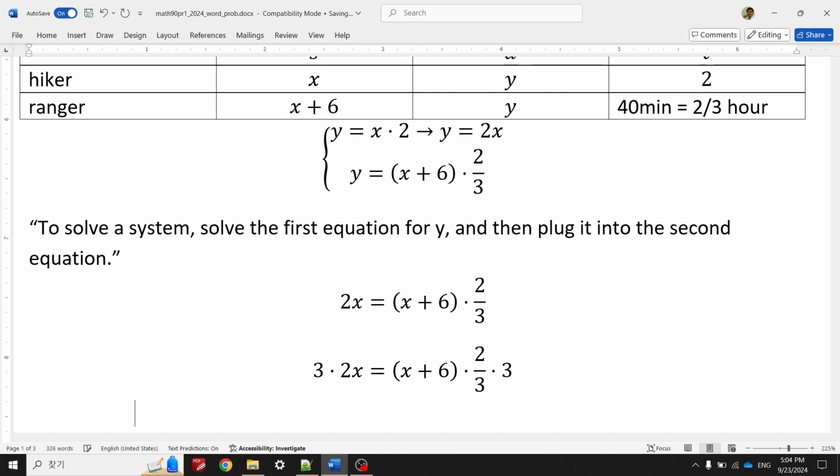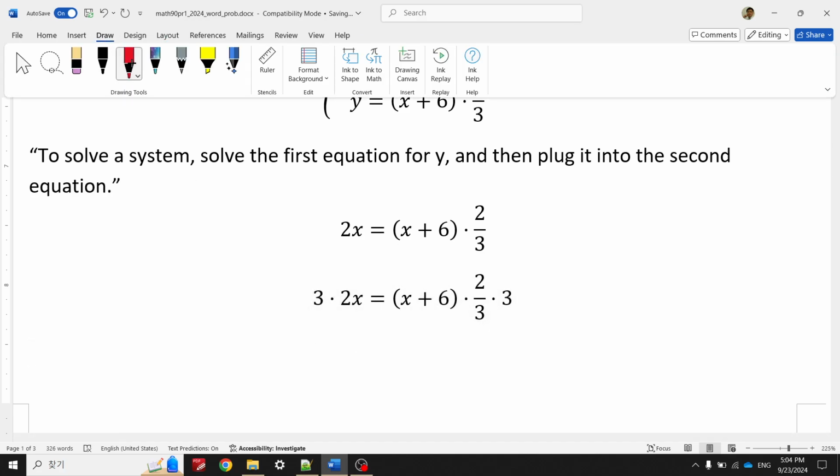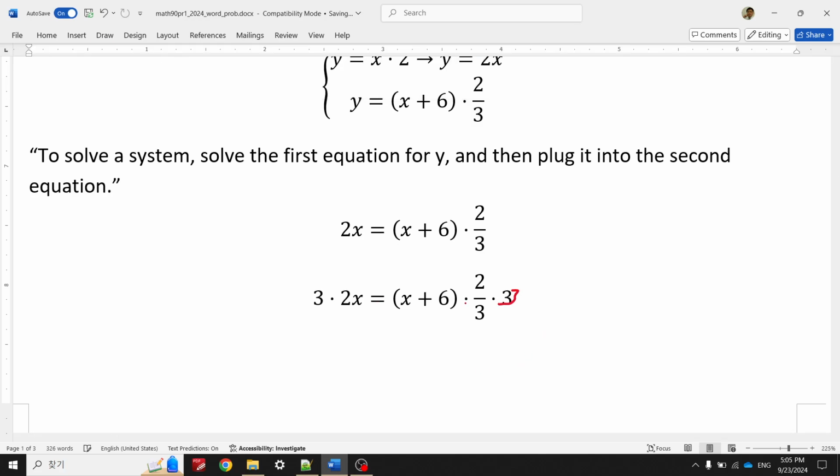All right, so most of you don't like fractions, so we don't want to use fractions. And if we use multiplication by 3, that's going to cancel this 3. I'm using this red to kill the denominator. Okay, and then you get 6x equals x plus 6 times 2.